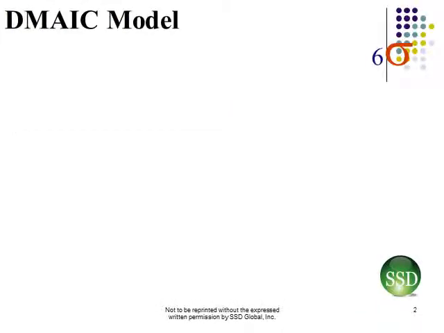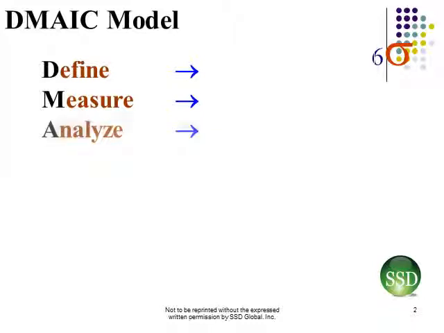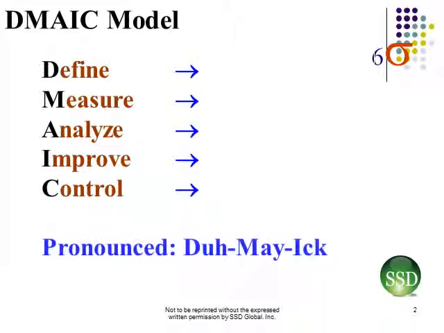The DMAIC model is the flagship model of Lean Six Sigma and consists of 5 separate phases. The first phase is define. The second phase is measure. This is followed by analyze, improve, and control. DMAIC is pronounced DMAIC.